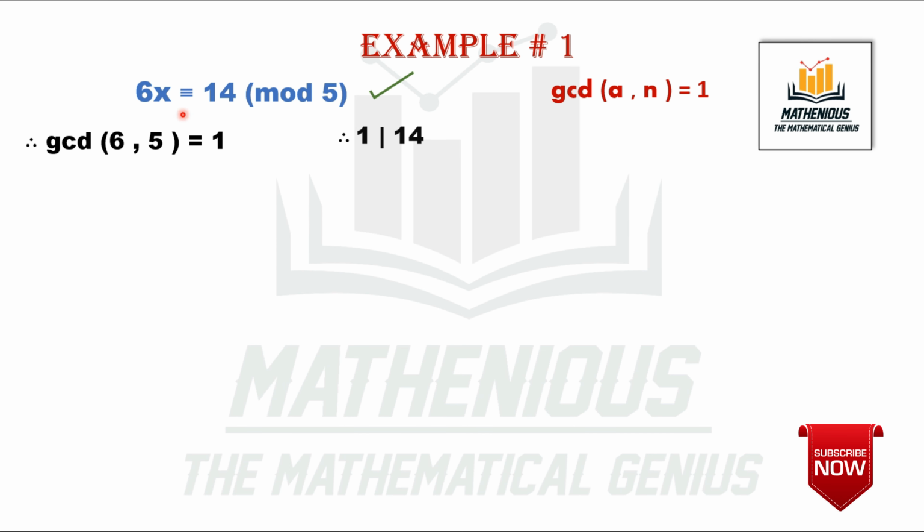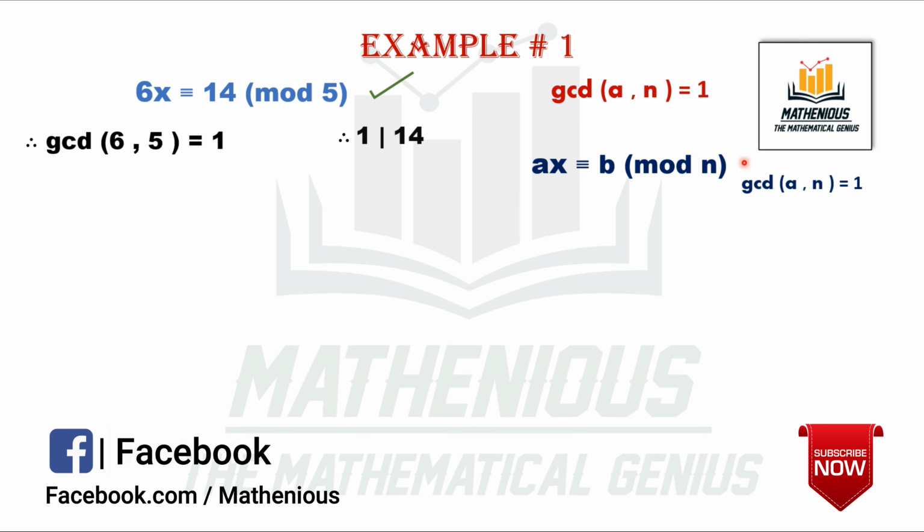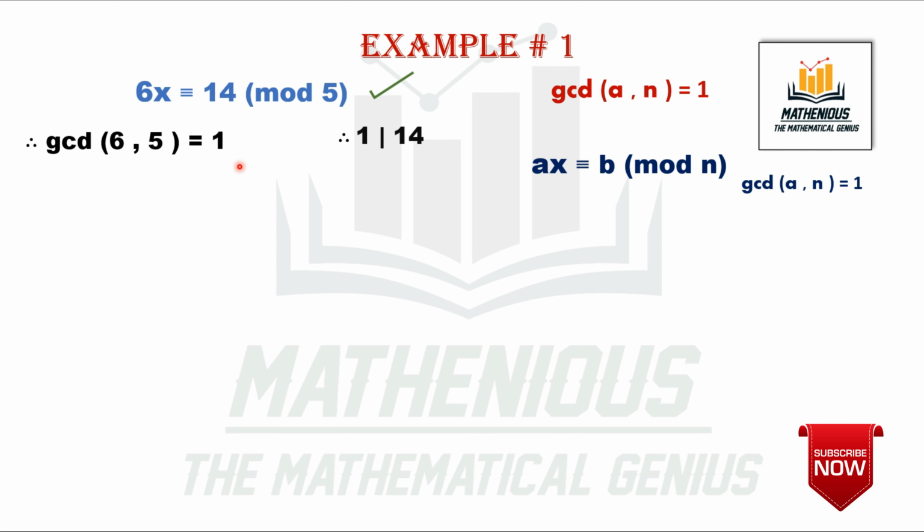6x is congruent to 14 mod 5. Let's take a basic example: ax is congruent to b mod n. This congruence is solvable by the trick if the GCD of a and n is equal to 1. And in this question we can see that the GCD of a and n is equal to 1. So we can solve this question by the trick.